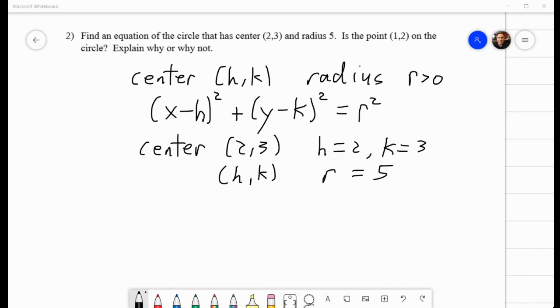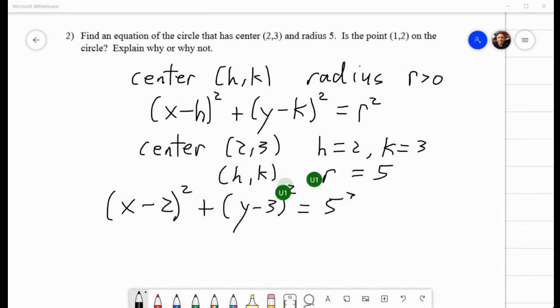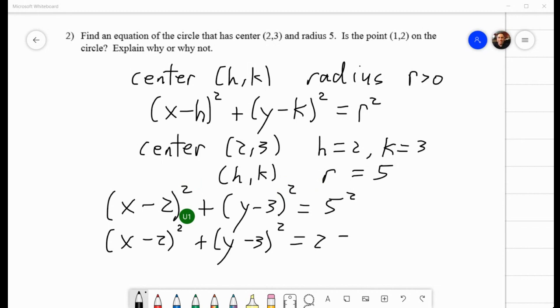Okay, so let's get our equation. We would have x minus 2 squared plus y minus 3 squared. That's equal to 5 squared. I mean, theoretically, you could leave it like that. I mean, 5 squared is 25, so let me just write that. x minus 2 squared plus y minus 3 squared is 25. So that's an equation of our circle. The radius is 5. The center is 2, 3.